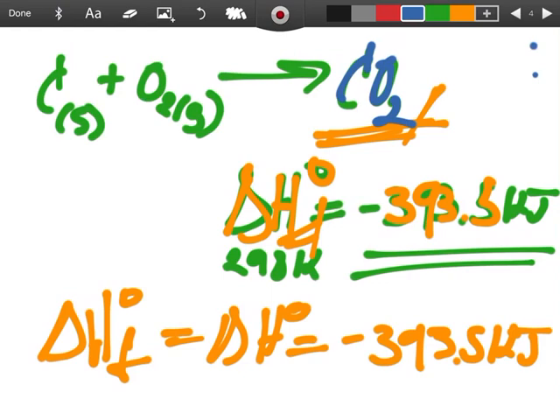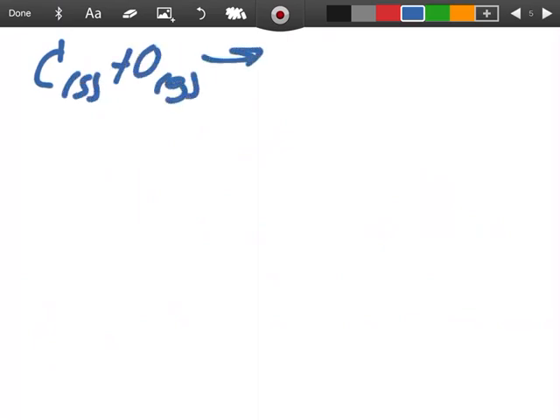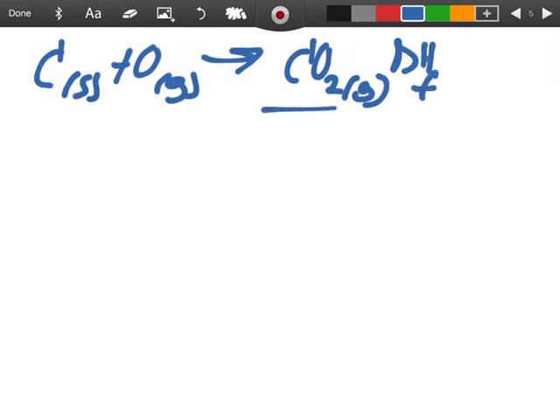Give me a second. Excellent. So let's continue. Now I can set my reaction like this: carbon, solid, plus oxygen, gas, gives me CO2, which is also a gas. And I know that the formation of this compound is going to release minus 393.5 kilojoules.